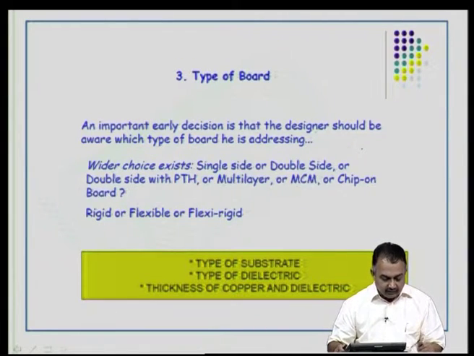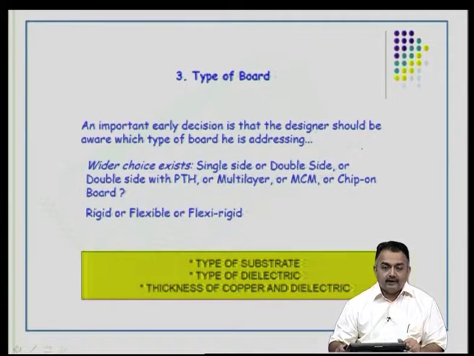And the third point is the type of board that you are going to choose for this particular application. An important early decision is that the designer should be able to judge what type of board he is addressing for a particular product, whether it is a single sided board or a double sided board, or a double sided with plated through hole interconnections, or is it going to be a multi-layer or a multi-chip module, or is it going to be a chip on board, is it going to be a rigid board or a flexible board, or is it going to be a rigid flex combination.